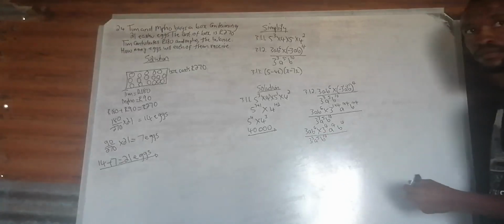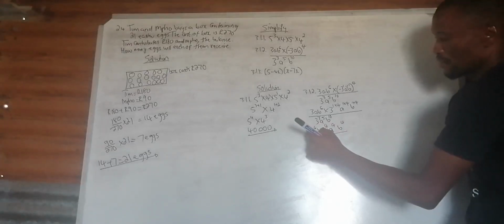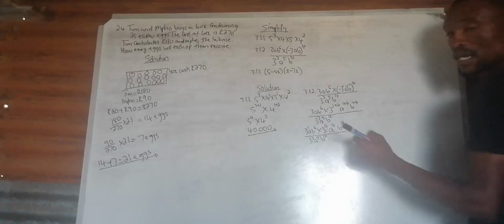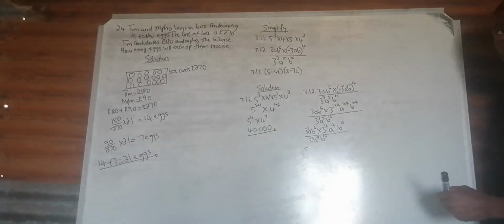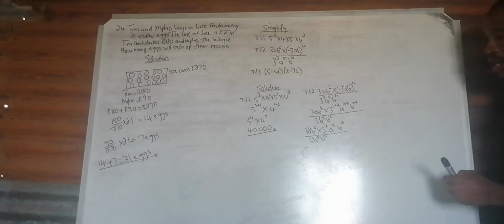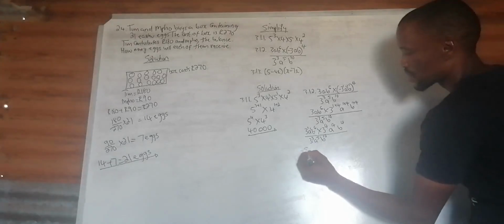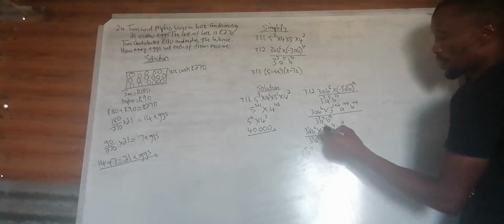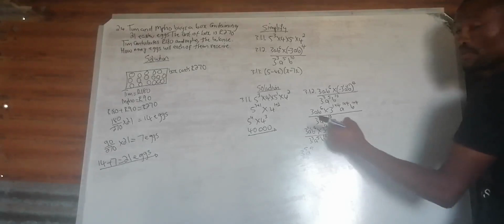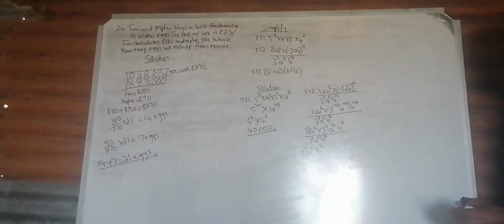3^3 a^5 b^10. Now, we are multiplying more. For the 3, when you multiply numbers of the same base, you add the exponents: 1 plus 4 gives 5. For A, when I multiply numbers of the same base, I add the exponents: 1 plus 4 gives 5. For B, 6 and 4, when you multiply, you add: 6 plus 4 gives 10.